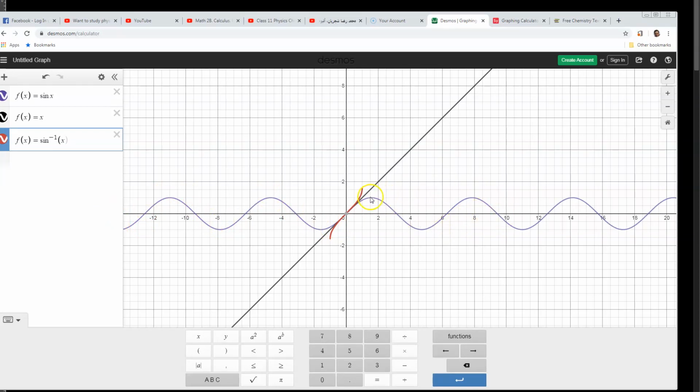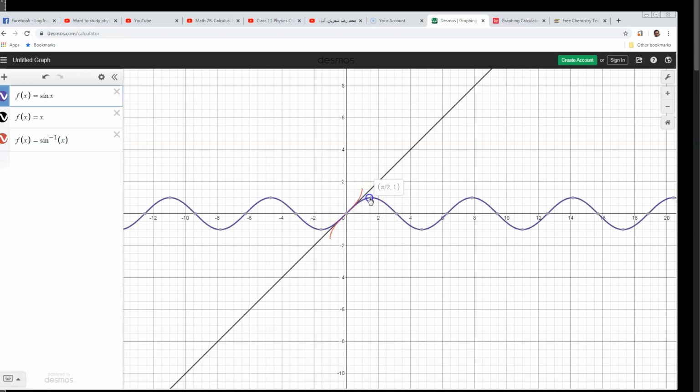For example, at this point the output of the function is 1, at this point the output is 1, and at another point the output is 1.something. This point is pi by 2, 1. At this point you have 5 pi by 2, 1. The inputs are different but the outputs are the same, meaning the function is not one-one. So we said we would take the function from negative pi by 2 to pi by 2.